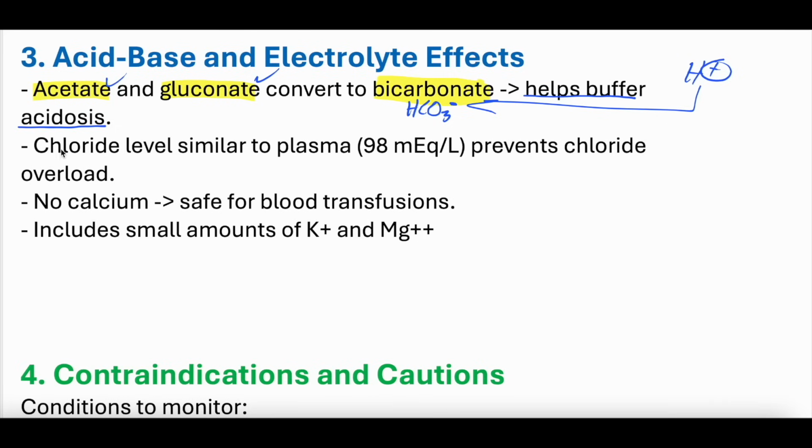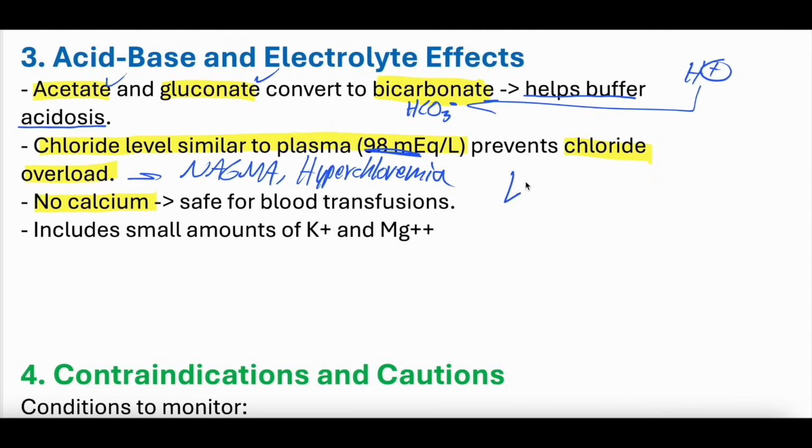Other things to note, the chloride level is similar to the plasma chloride level, prevents chloride overload, which is another way of saying that non-anion gap metabolic acidosis, or that hyperchloremia that normal saline can cause. So you have this really nicely physiologic content of chloride in PlasmaLyte. Another thing to note is there's no calcium in PlasmaLyte. All right, this can be something we don't think about, but can be meaningful, right?